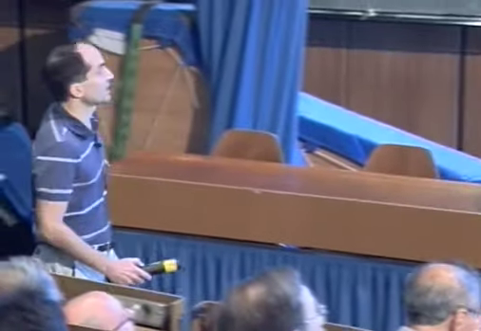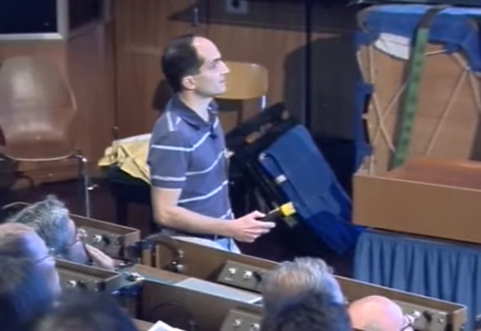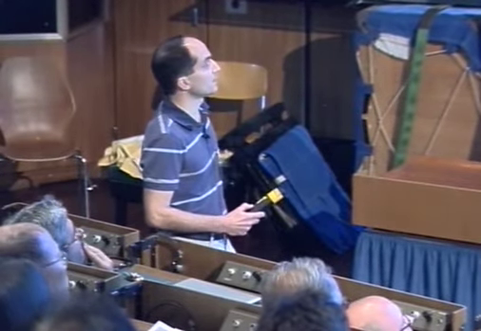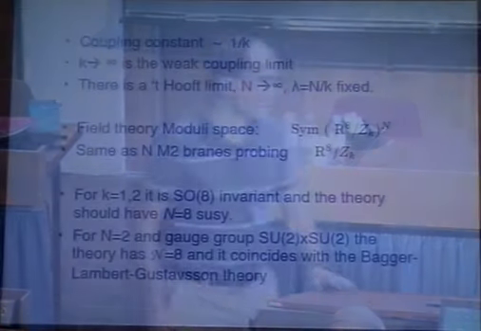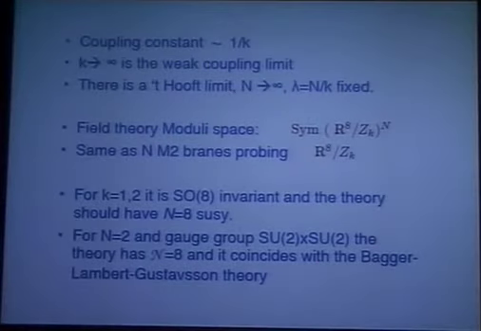So what we have done here is we related this quantum field theory to the theory living on M2 branes sitting at this singularity. Now let me here mention a couple of features of this theory. So the first is that this theory has a coupling constant, which is 1 over k. So the theory becomes free in the large k limit.